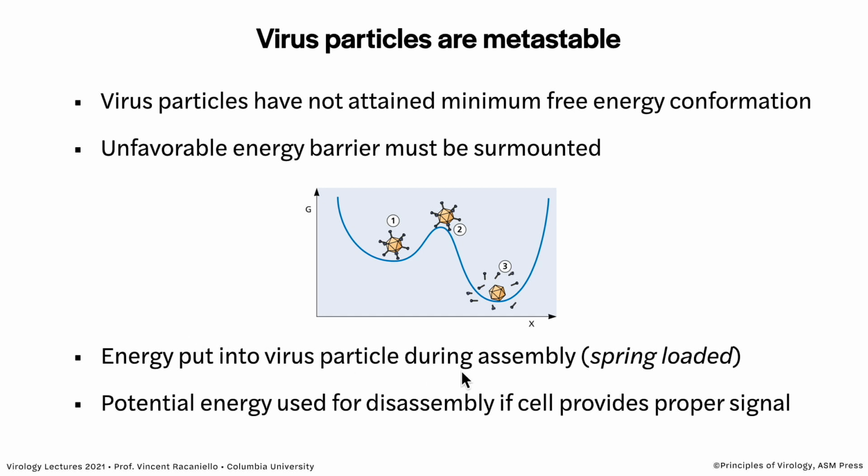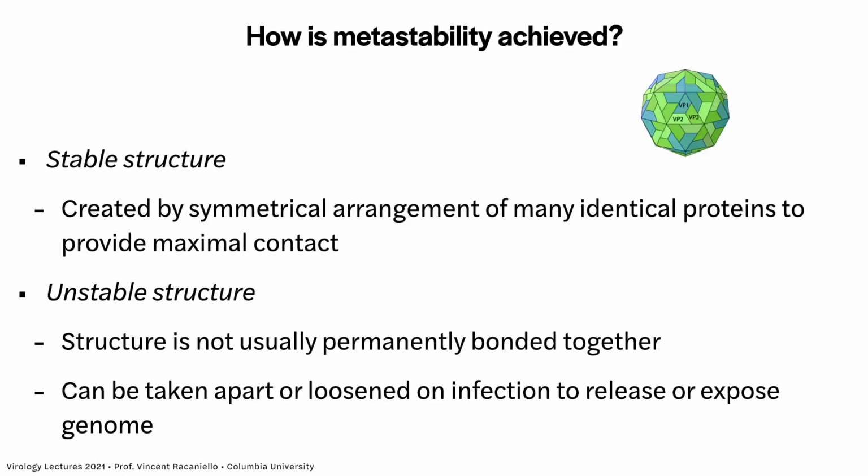So we say energy is put in the particle during assembly, they're spring-loaded, and that energy is used for disassembly if the particle gets the right signal. And so the energy is used to surmount this energy barrier and go to the minimum free energy state. The signal can be binding to a receptor. It can be low pH. It can be proteases that cleave structural proteins. So the virus particles ensure that they infect the right cell by having these signals make them unstable.